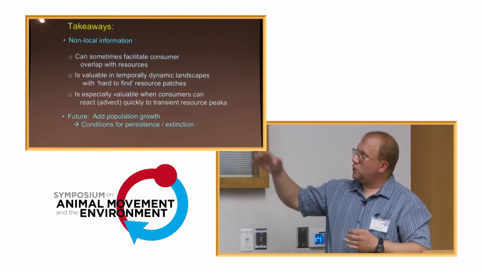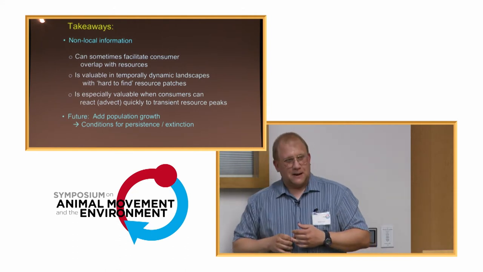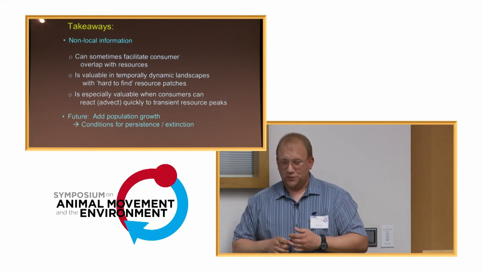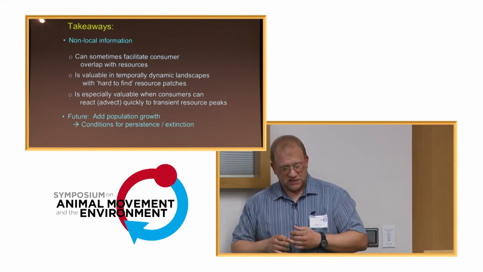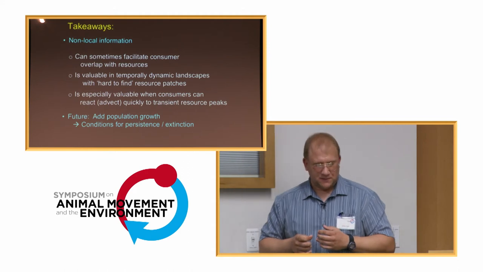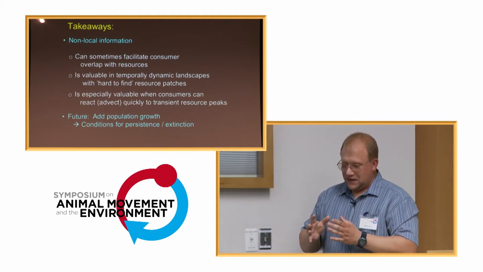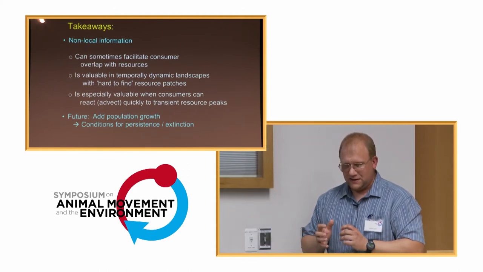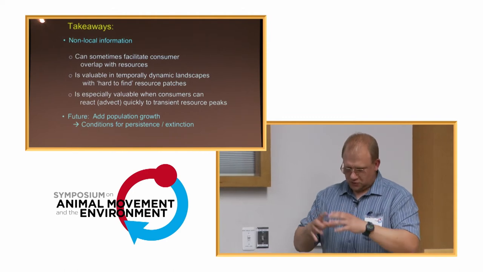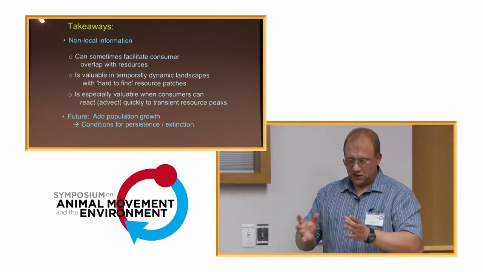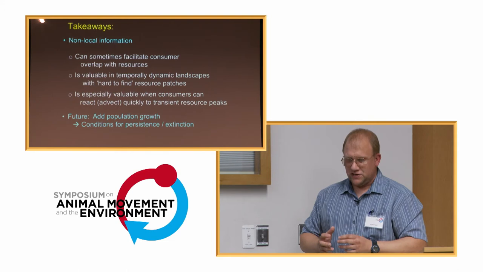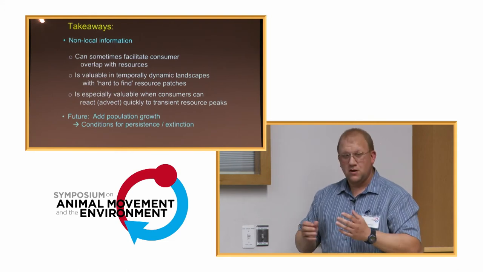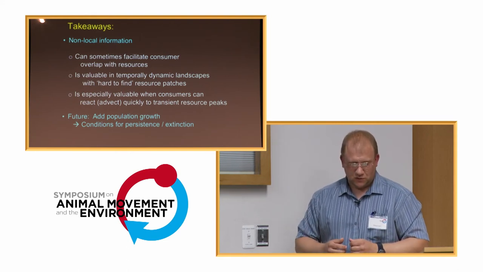So going forward, we can do things like add population growth to this model if we want to. We use it to test for conditions for persistence or extinction of the population. But the key thing here is that this gives us a path to identifying when this perceptual range, and in particular, the size of the perceptual range relative to the dynamics of the landscape, are going to maximize consumer resource overlap.